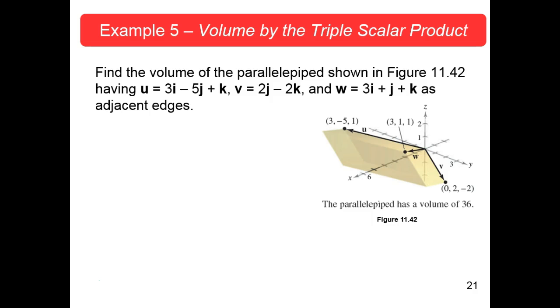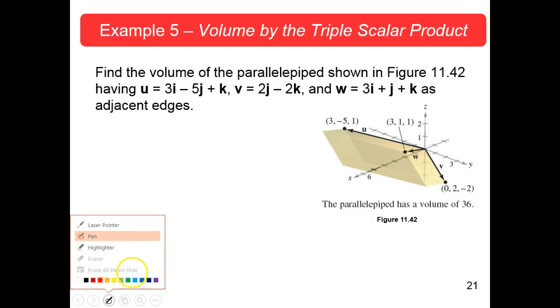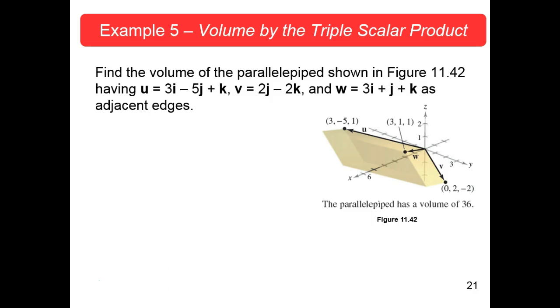Okay. So, with those three as the adjacent edges, does it matter which one of these you put as the dotted and which two are crossed? No, it doesn't. The absolute values are going to take care of it if you've got them out of order. Now, according to the formula, it's U dot V cross W, which is just fine to do, but you can do any one of the three. So, which way do you want to do it? The way the formula said?